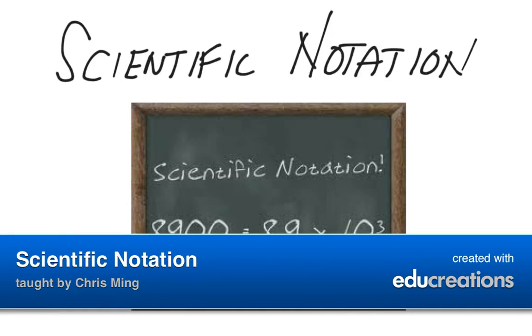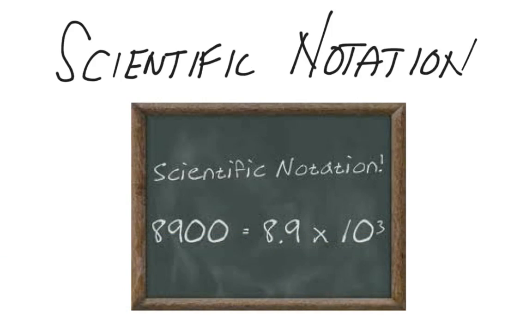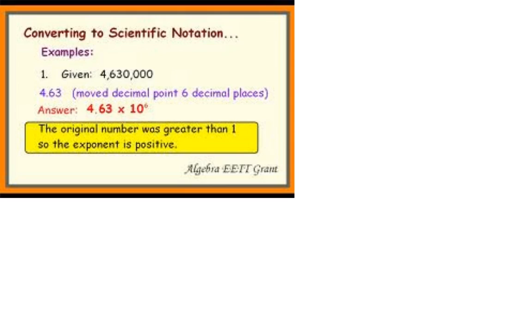Scientific notation is a systematic way in which we can take really big numbers and really small numbers and rearrange them into a power of 10. So as you can see, the number here, 8,900, is converted to a much smaller number, 8.9 times 10 to the third. The value of the number has not changed, nor has the size. It's simply been expressed in a different way.